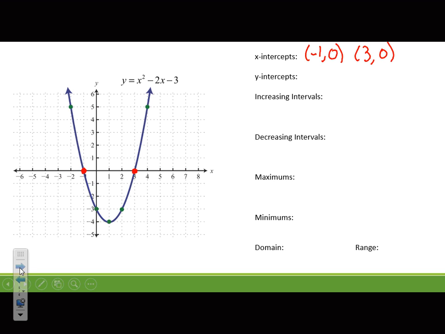Moving on, now we're going to talk about the y-intercepts. The y-intercept is where it crosses the y-axis, so that's going to be right here. So this one is at 0, negative 3.